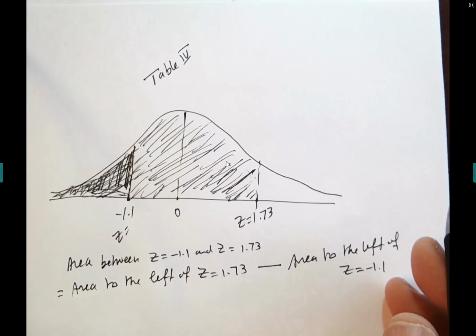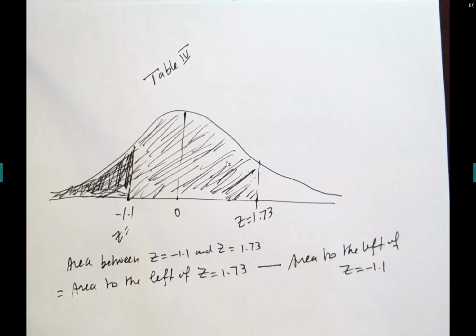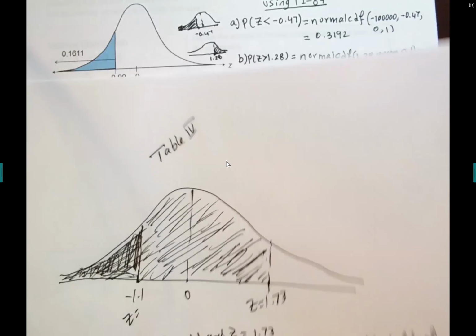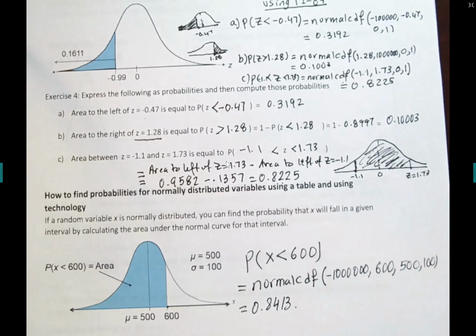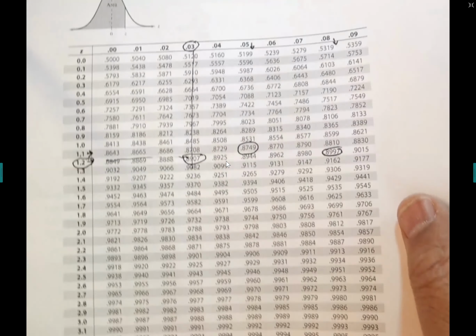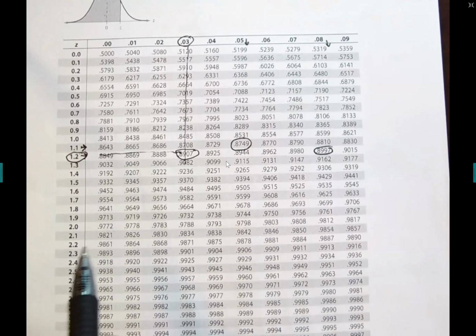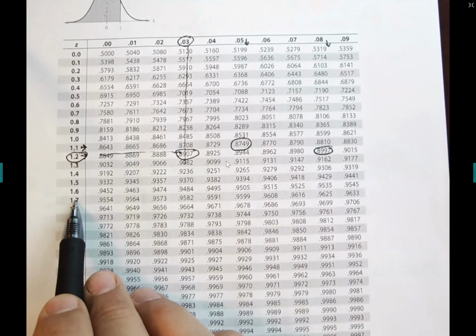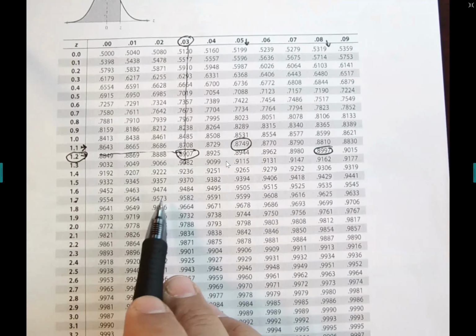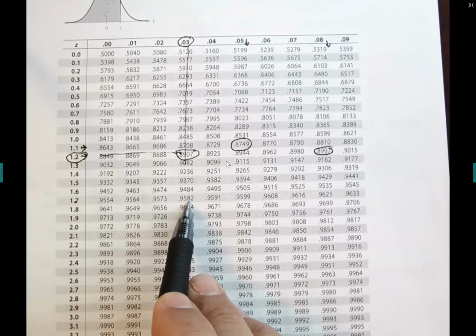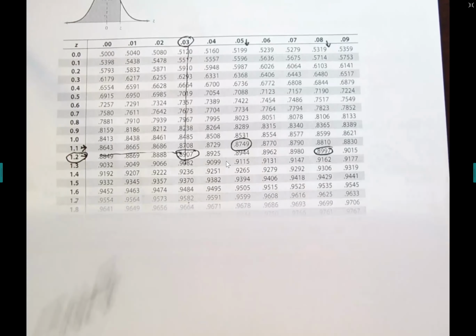So now I'm going to project the tables to show you how to find 1.73 and negative 1.1. Here is the table, guys. 1.73. 1.7 is right here. And 3, guys, is right here. So it's 0.9582.